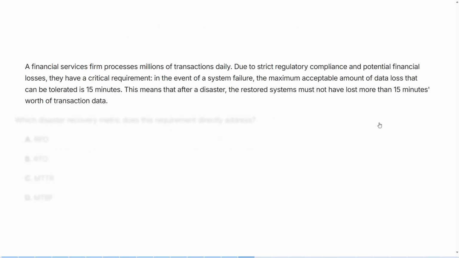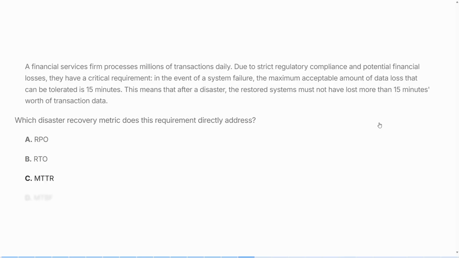The next question from exam objective 3, we're almost there, guys, reads, a financial services firm processes millions of transactions daily. Due to strict regulatory compliance and potential financial losses, they have a critical requirement. In the event of a system failure, the maximum acceptable amount of data loss that can be tolerated is 15 minutes. This means that after a disaster, the restored systems must not have lost more than 15 minutes worth of transaction data. Which disaster recovery metric does this requirement directly address? A, RPO, B, RTO, C, MTTR, or D, MTBF?